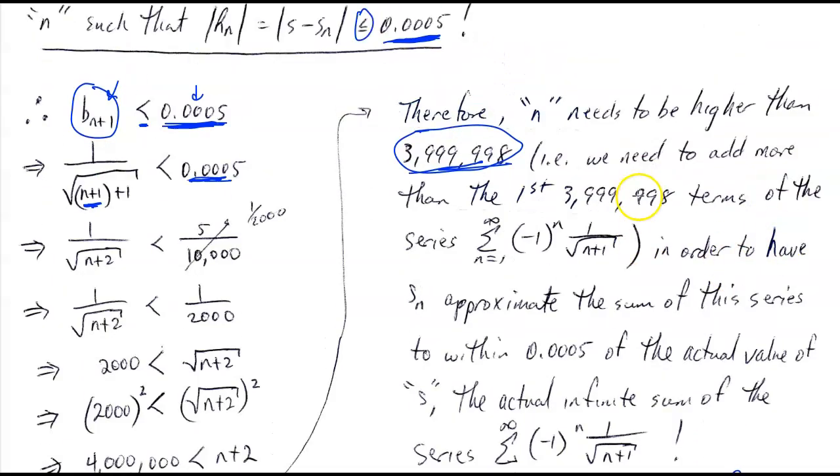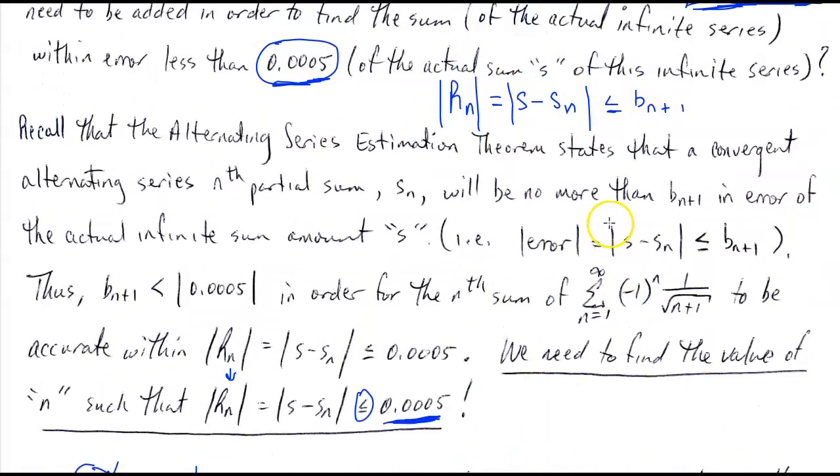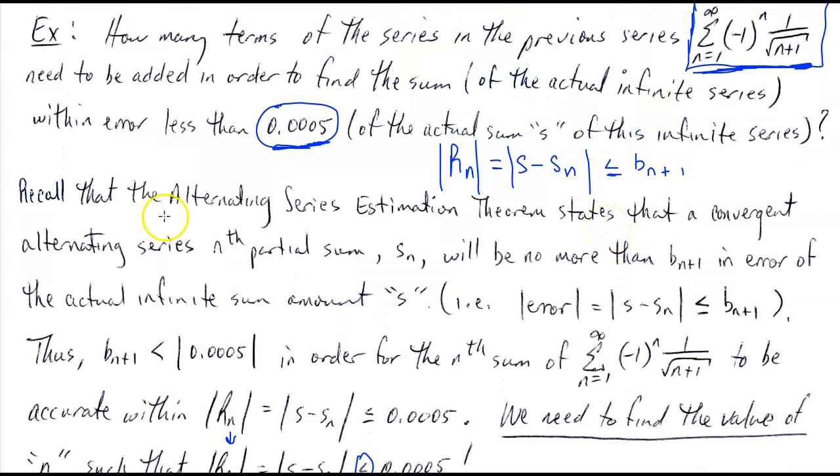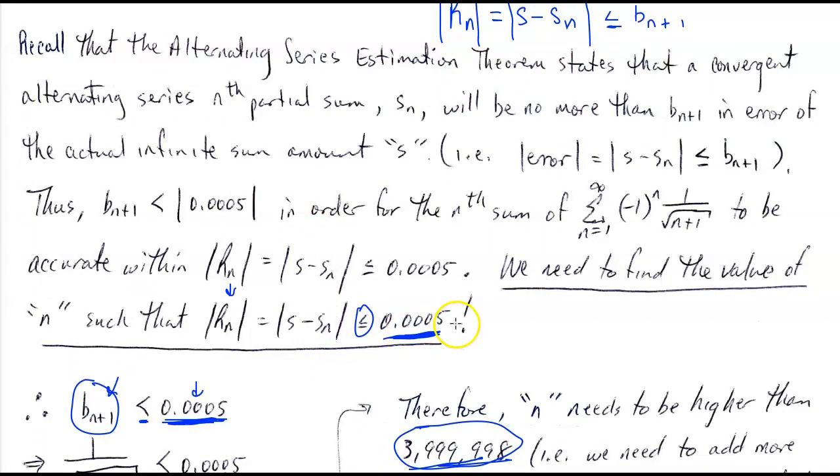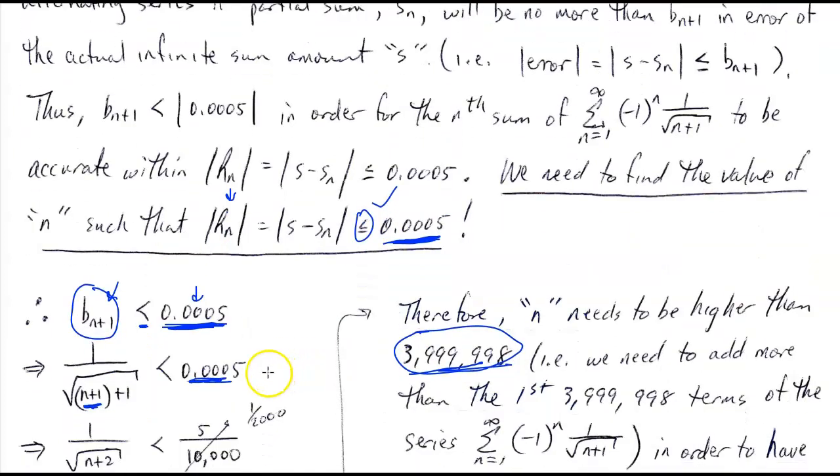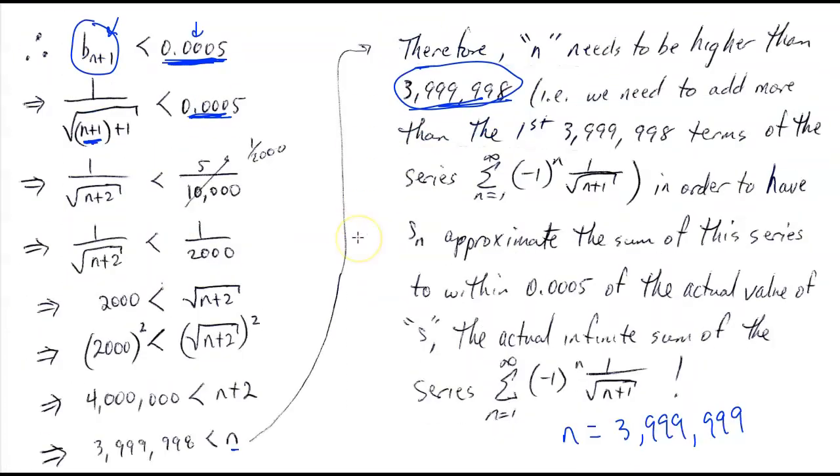Okay. And if we go back to this problem here, remember this says that we want to be within an error less than. So that's why here, even though our alternating series estimation theorem had the less than or equal to, I had to get rid of that in doing this problem. Okay. So I hope that makes sense to you.